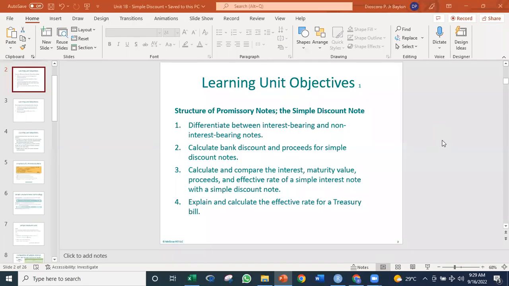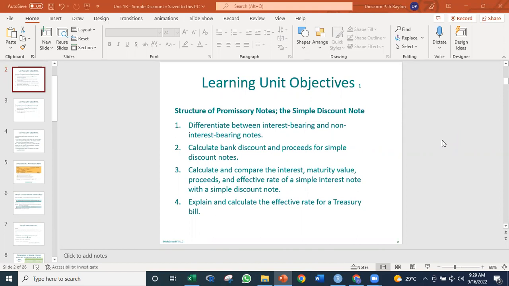Let's have a quick review of what the objectives for these sessions are. We have finished our discussion on simple interest. We learned how to compute the maturity value for simple interest, which is computed by adding the principal to the interest. And we learned the different ways to compute your interest.